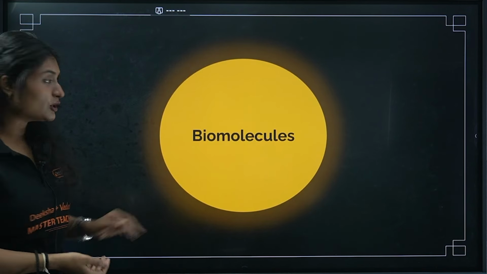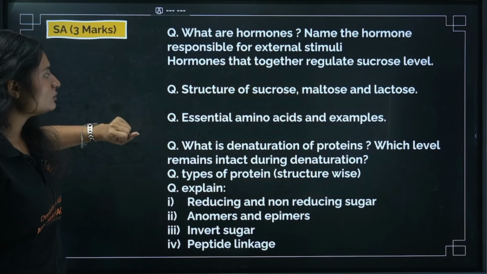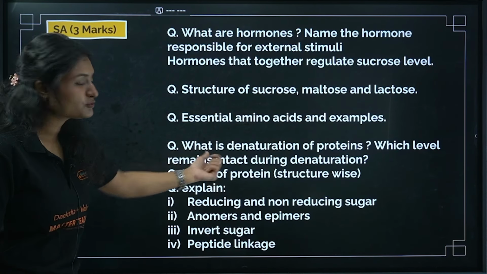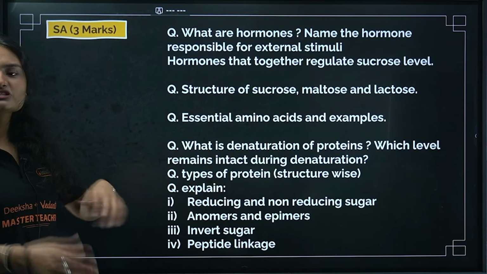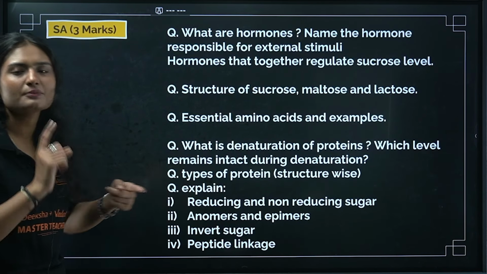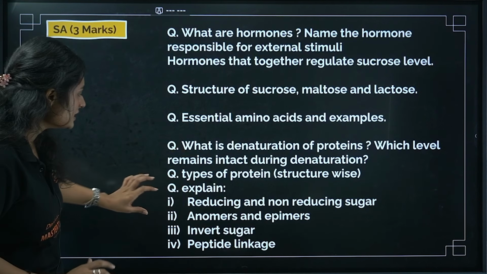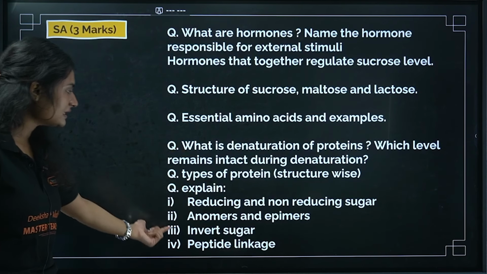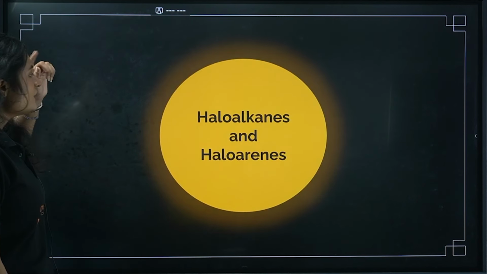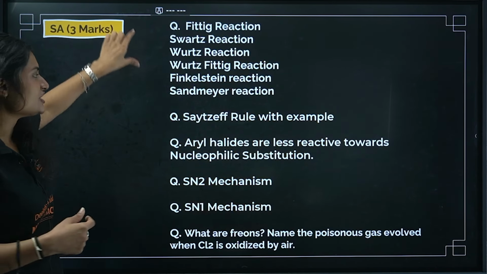Next, from biomolecules, we have these questions about hormones, the essential amino acids, structure of sucrose, maltose and lactose, right? Denaturation of protein. What is denaturation of protein, right? And which level remains intact during denaturation? Then how many types of proteins are there? How many structures of proteins are there, right? Primary, secondary, tertiary. Then you have reducing, non-reducing sugars and anomers, invert sugar, right? Peptide linkages.